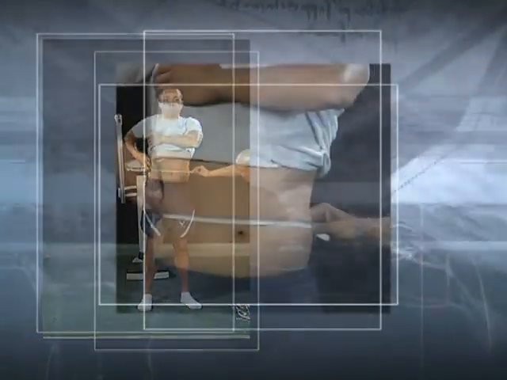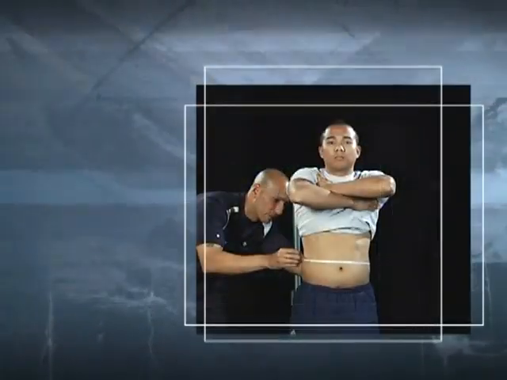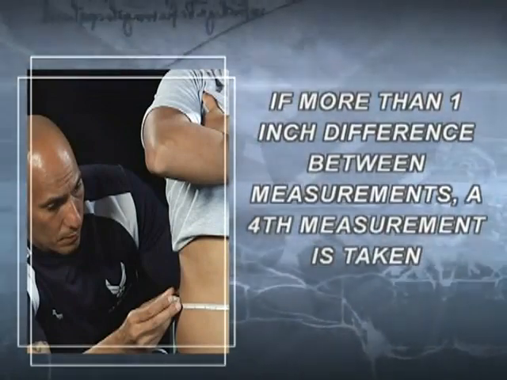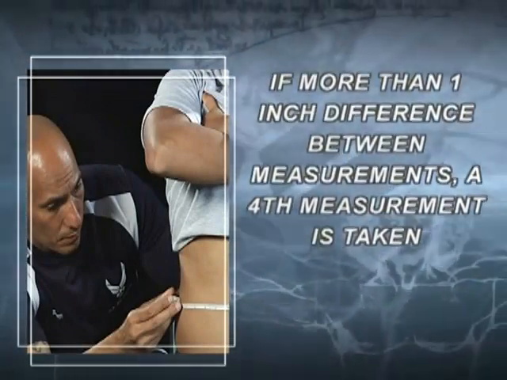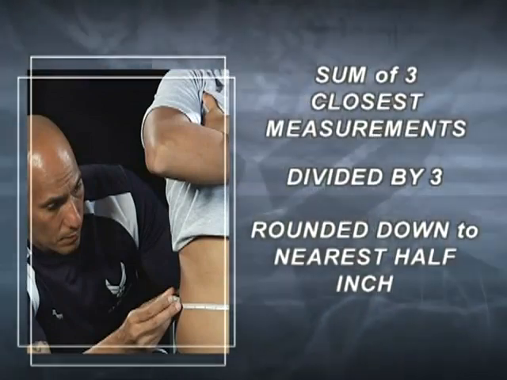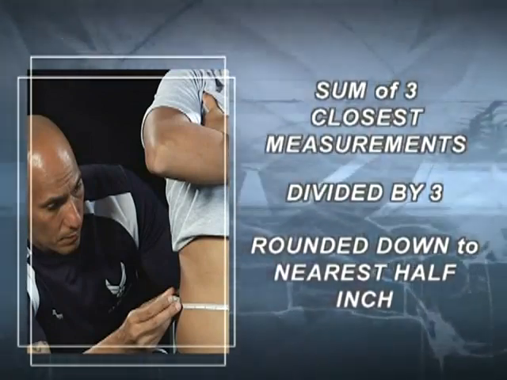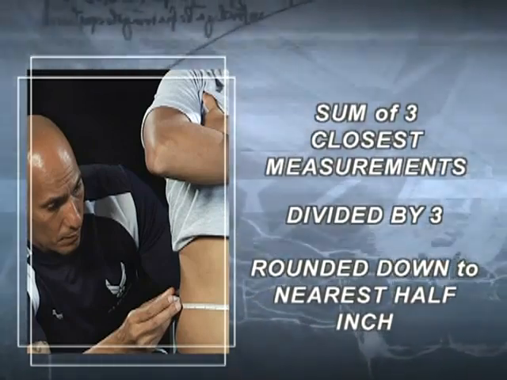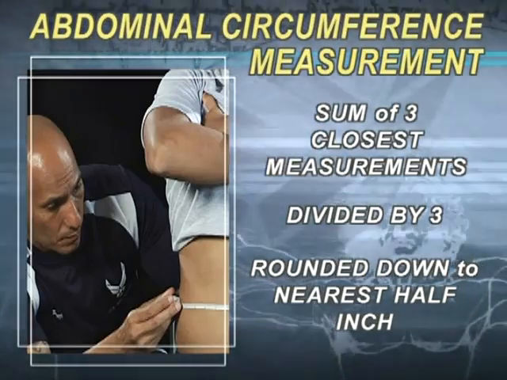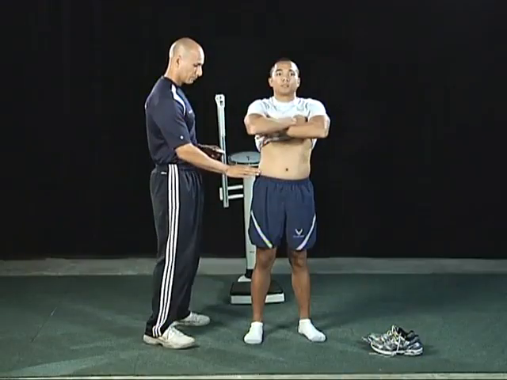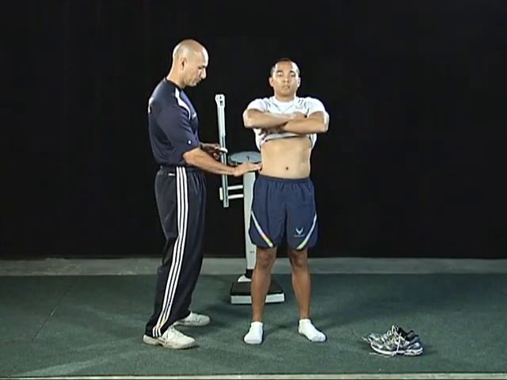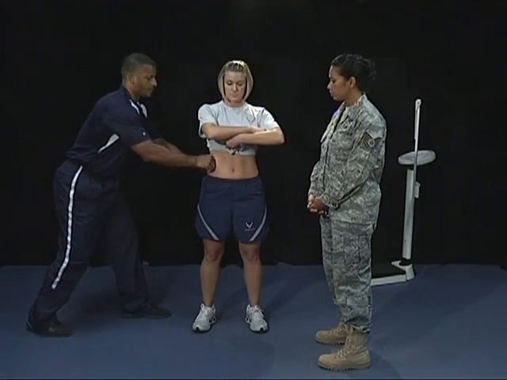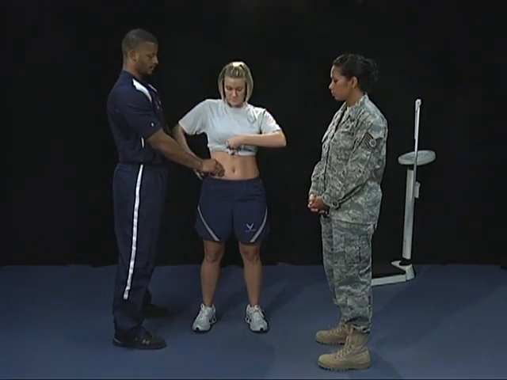The measurement will be taken and recorded 3 times, rounding down to the nearest half inch. If there is more than 1 inch difference between the measurements, a 4th measurement will be taken. Then, the sum of the 3 closest measurements is divided by 3 and rounded down to the nearest half inch. This value will be recorded as your abdominal circumference measurement. Assessors conducting this measurement should be the same gender as the member. When an assessor of the same gender is not available, an observer of the same gender must be present.